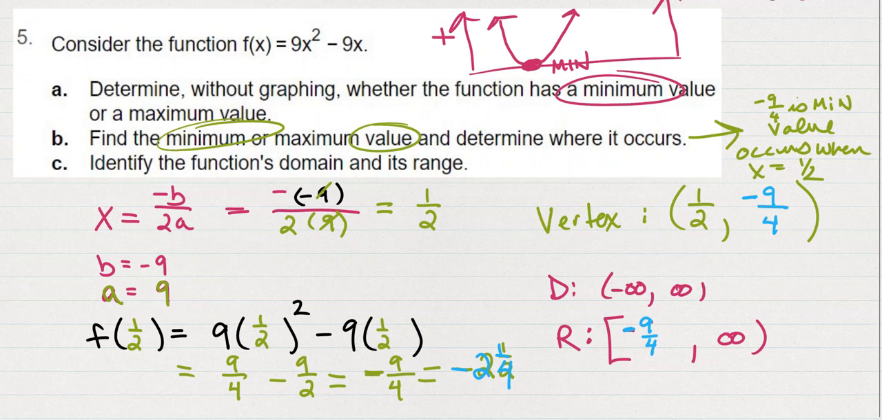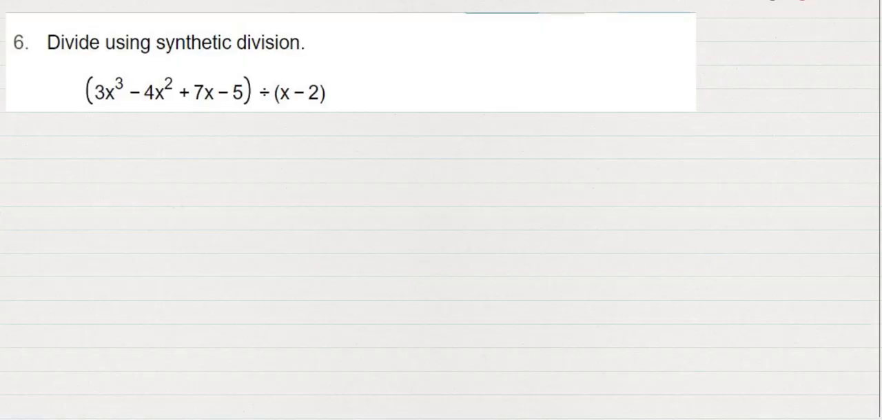Let's look at an example where we can use synthetic division. We did a synthetic division in an earlier problem, but let's try another synthetic division. If we're dividing by an x minus 2, then that gives us a 0 of x equals 2.